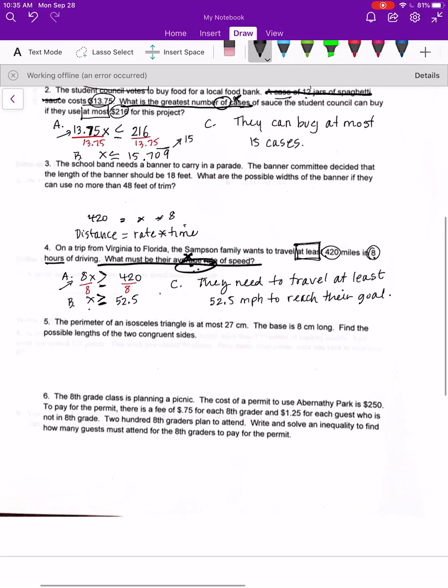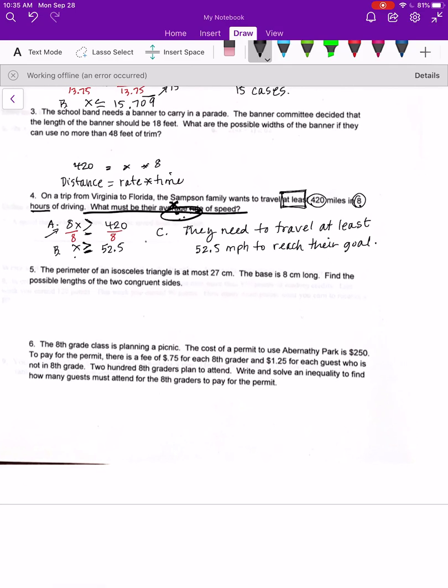Okay. Next two we're not going to actually solve because I think you're pretty good with solving. Let's just do the setup. So it says the perimeter of an isosceles triangle is at most 27 centimeters. The base is 8 centimeters long. Find the possible lengths of the two congruent sides. So when we talk about lengths, that's our x. What can you tell me about an isosceles triangle? Do you remember? Hopefully you're saying out loud to the screen. Isosceles triangle means there are two equal sides, because that is exactly what it is.